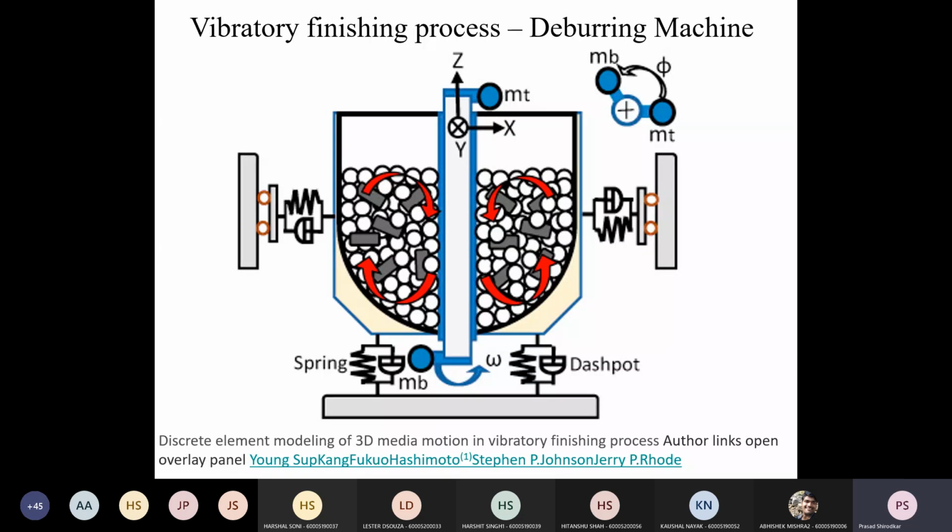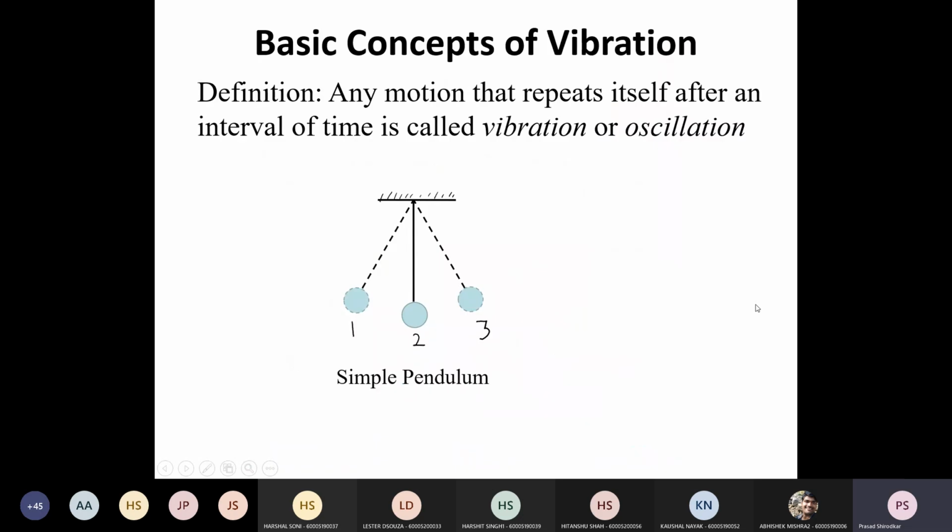And if you see, this entire vessel is attached to a system which has a spring and a damping element. Okay, so this entire system will be vibrating, and it will remove the burrs on this machine element. These small pieces are the machine elements. It can be anything, some kind of tool or something like that. Right, so this is another application.